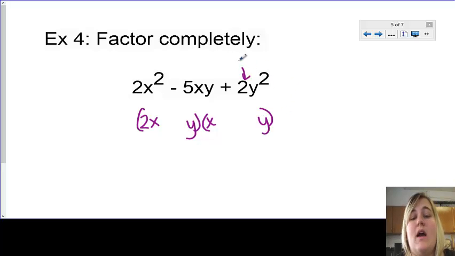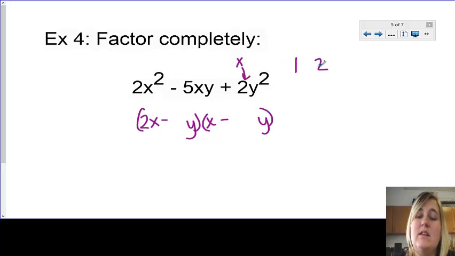I need to multiply to get a 2. So things that multiply to get 2 are just 2 and 1. So it has to be 2 and 1. I need to get a positive here and a negative here, which means that both of these are going to have to be negative, because a negative times a negative gives me a positive. Okay? And to end up with a negative and a positive there, I have to have both negatives.